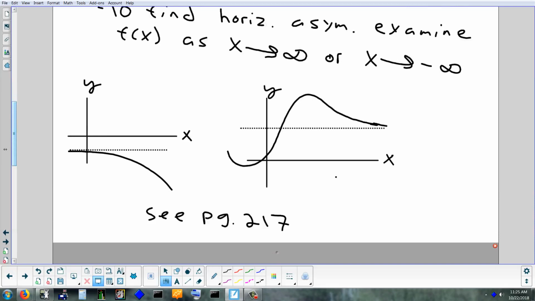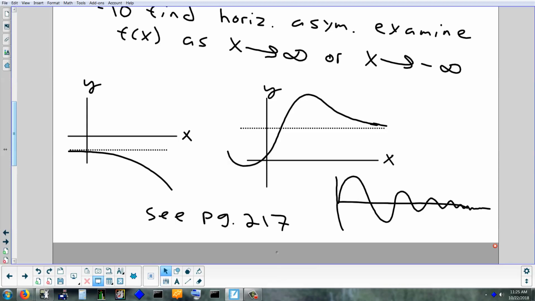You can even have, I think on page 217 they have this as an example, something like that. So that graph is getting closer and closer to 0 as I head towards infinity, and it just keeps crossing the asymptote the whole time. I drew it as an axis, but I could put it in as a dotted line, and it's just kind of oscillating around the axis. Okay? So that's also considered an asymptote.